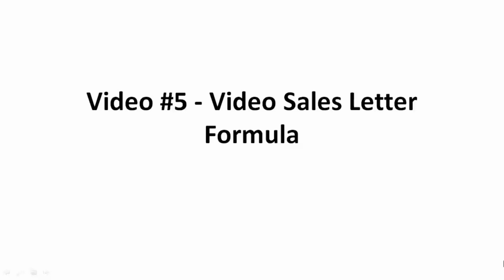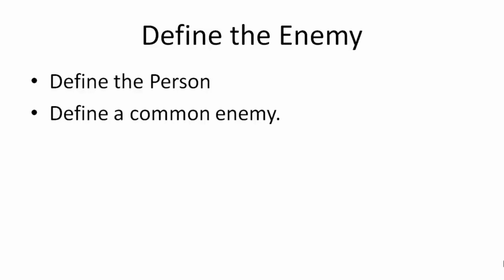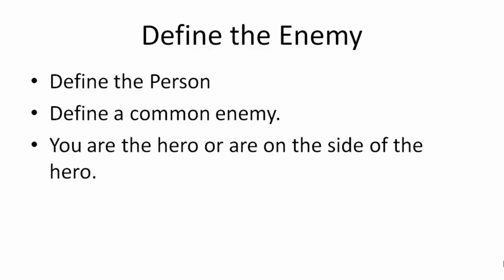All right. So moving on, the first thing I want you to do before we actually get into the written process is by defining the enemy. You have to define the enemy. You got to define the person or a common enemy. And then you are defined as the hero, or the person who has been in their shoes, been there, done that. You've encountered the enemy and you've overcome the enemy.